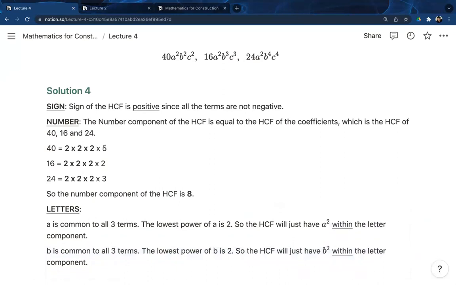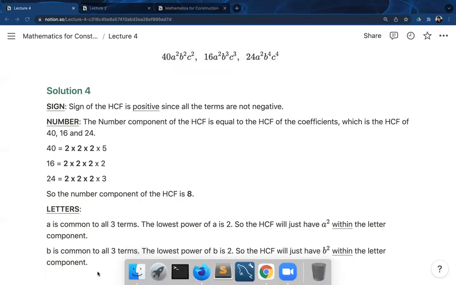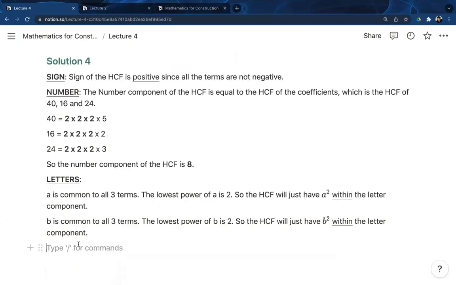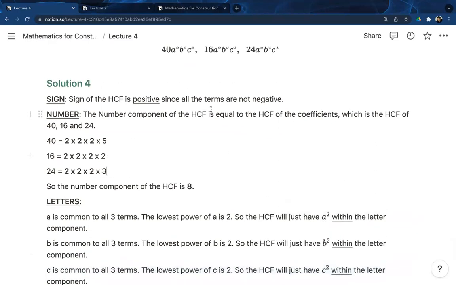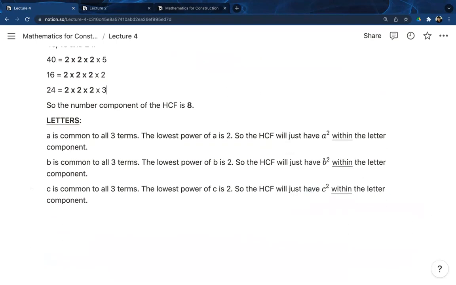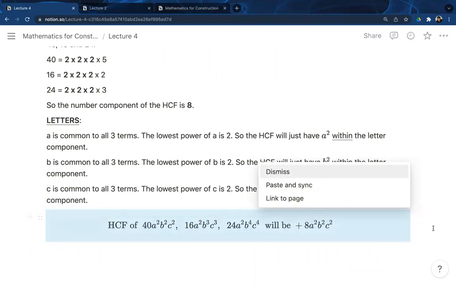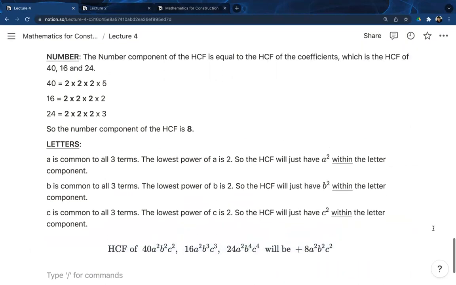Good stuff. And then C. C is common, and the lowest power is, let me see, 2, 3, 4. So 2. So C squared. And we state that here. So now when we multiply everything, positive 8a squared, b squared, c squared, we will get the HCF of those terms: positive 8a squared, b squared, c squared.